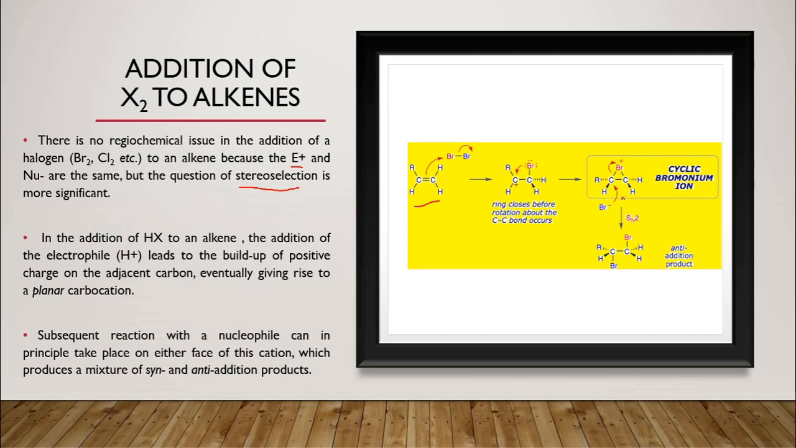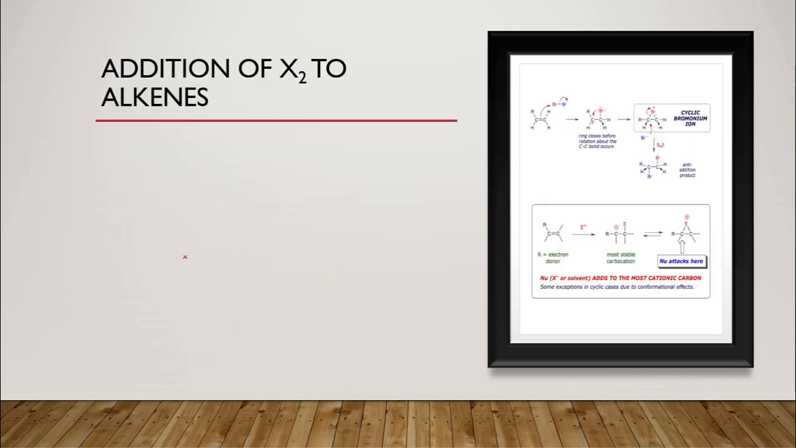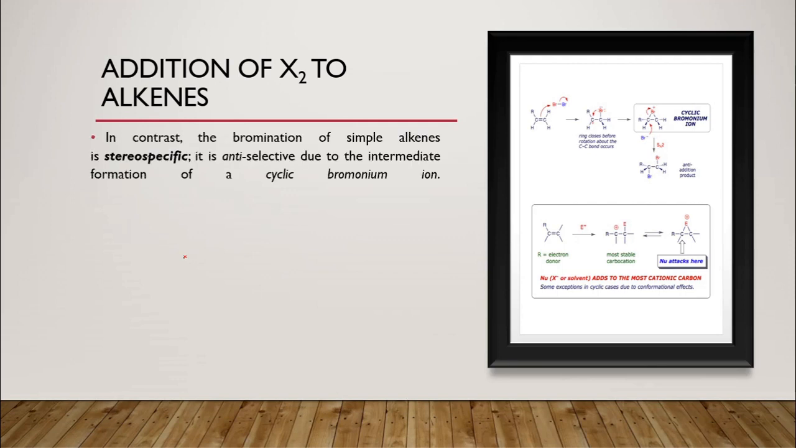Subsequent reaction with the nucleophile can in principle take place on either face of this cation, which produces a mixture of syn and anti addition products in the case of addition of HX to an alkene. In contrast, the bromination of an alkene is stereospecific. It is anti-selective due to the formation of an intermediate, which is a cyclic bromonium ion.